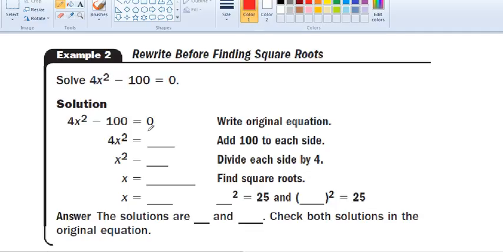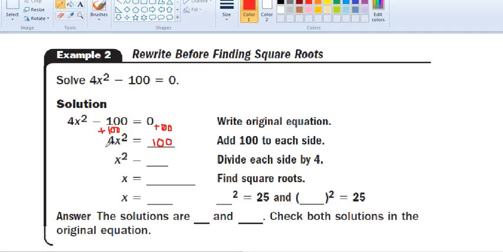Okay, so here's what we're going to do first. We can't have that negative 100 there. We're going to add 100 to each side. And think about what that becomes. When you add 100 here, it cancels out. Add 100 here, and it makes it 100 on this side. So what we're left with is 4x squared equals 100.